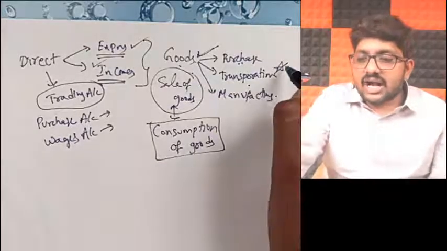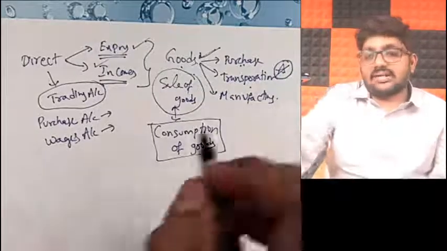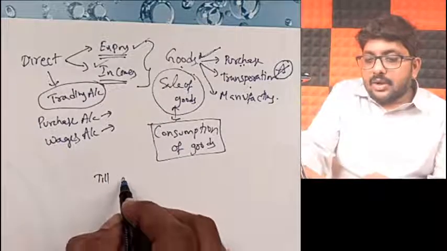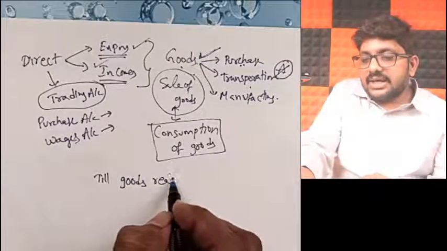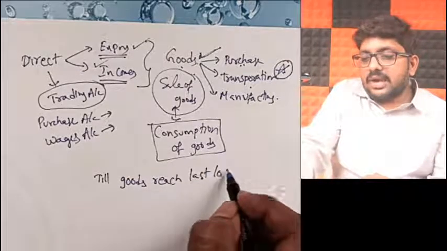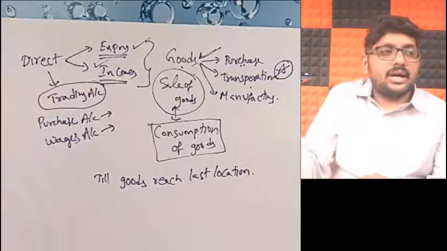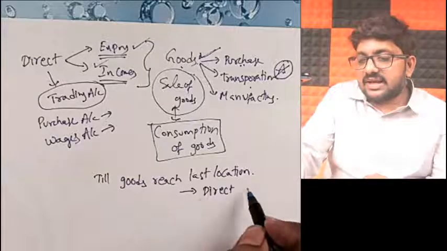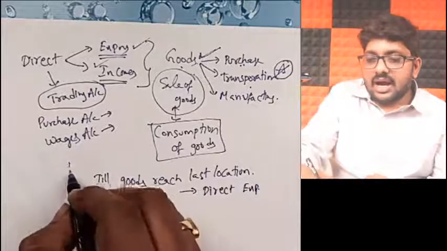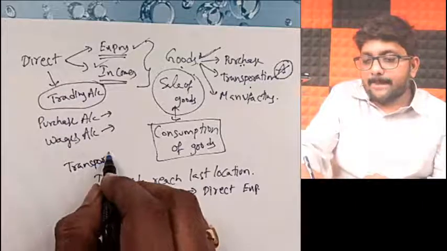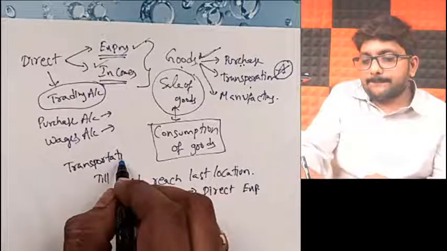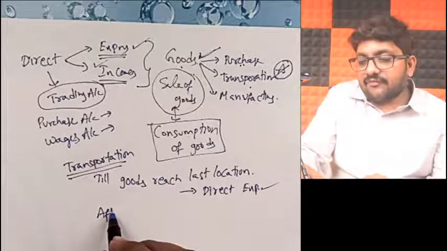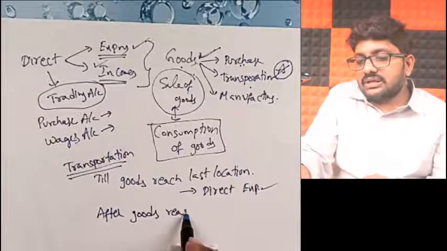Also for transportation, what did I do? I put a star mark. What does it mean? Transportation till the goods reach the last location, only till there is my direct expense. Under transportation, till the goods reach my last location is only my direct expense. Understand? After goods reach the last location, sir.